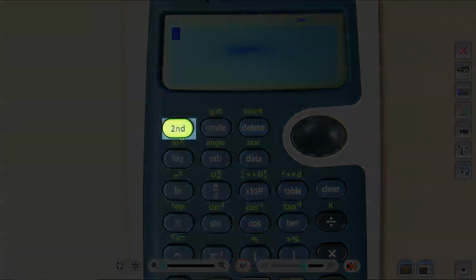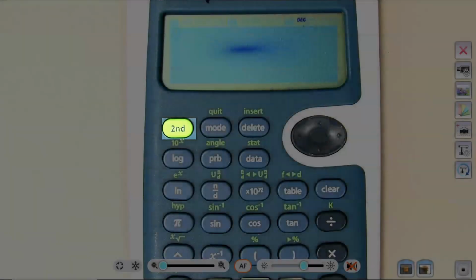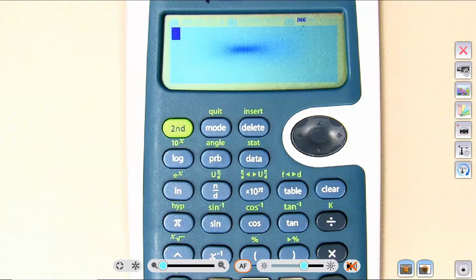Next, note the calculator button labeled Second, which when pressed allows you to access all calculator functions that are printed in green above other calculator keys.